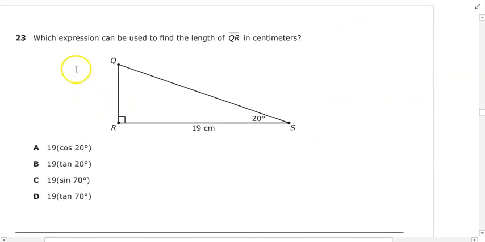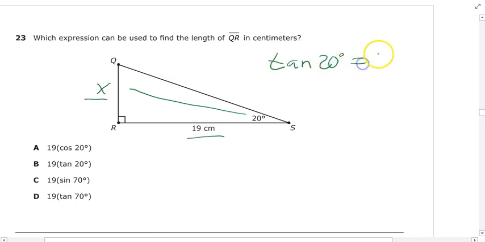Question 23 says, which expression can be used to find the length of QR in centimeters? So QR is this piece here. Looks like this is straight trigonometry. I know that I could use the opposite of 20 degrees and the adjacent to 20 degrees, and opposite and adjacent ratio would be tangent. So I know that tangent of 20 degrees should equal opposite over adjacent. And if I solve for x, multiply both sides by 19, I get 19 times tangent of 20 degrees. So 19 times tangent of 20. Looks like it should be that one. Okay.